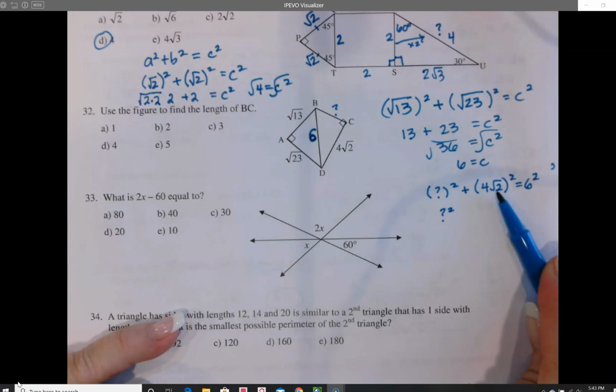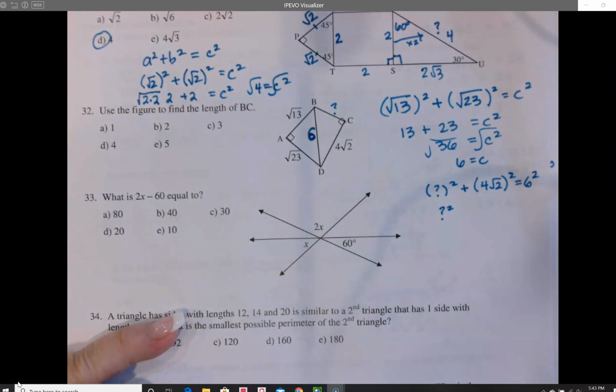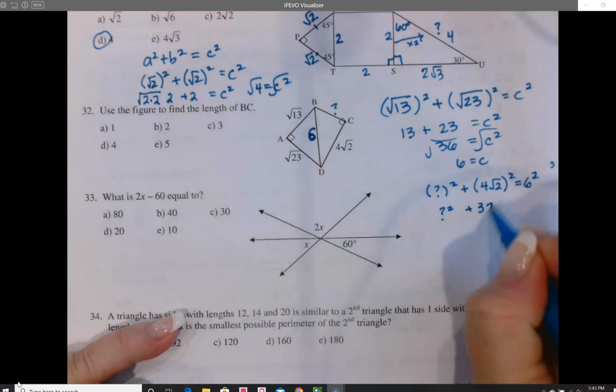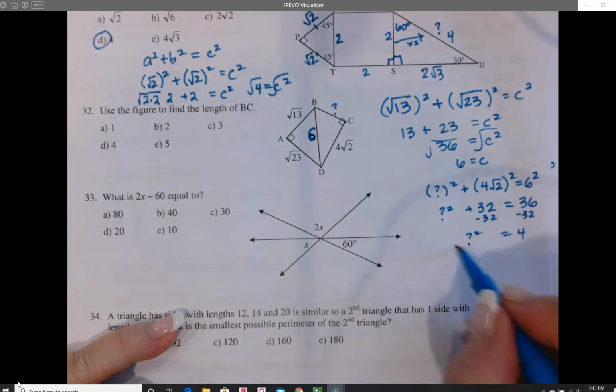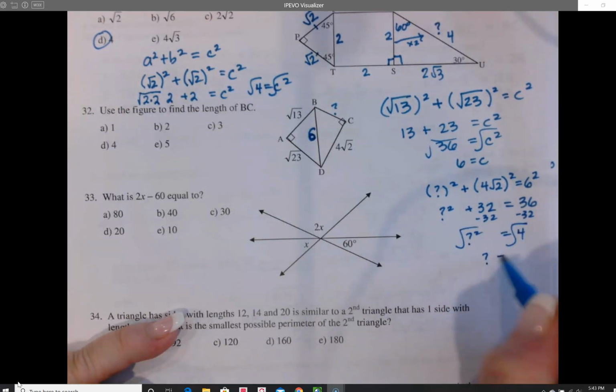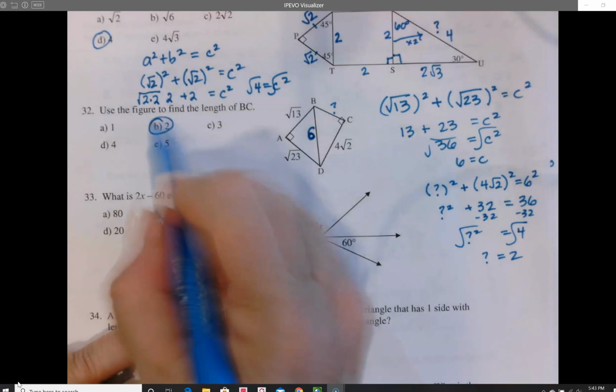Square root of 2 times square root of 2 is 2. So 16 times 2 is 32 equals 36. So if I subtract the 32, I get my missing side squared is 4, and square root both sides, and I get my missing side is 2.